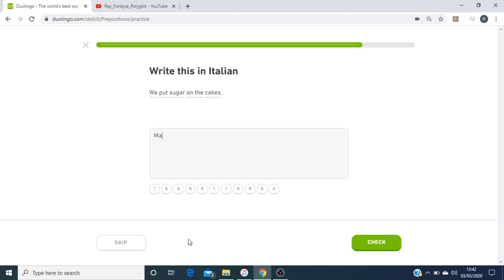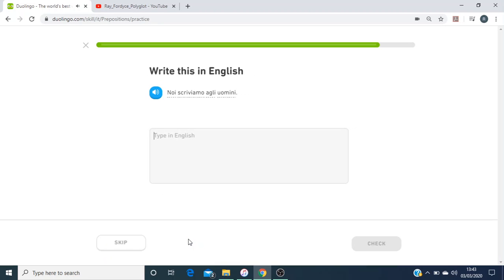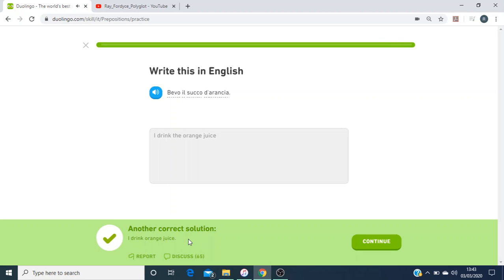Let's not make the same mistake again. So mettiamo lo zucchero sulle torte. Noi scriviamo agli uomini. That's we write to the men. Bevo il succo d'arancia. That's I drink the orange juice. Yeah, the juice of orange.